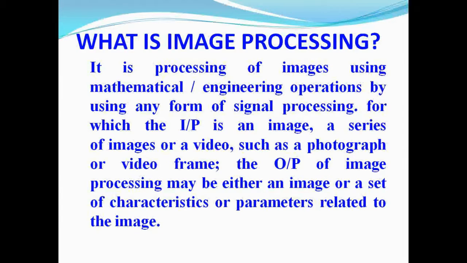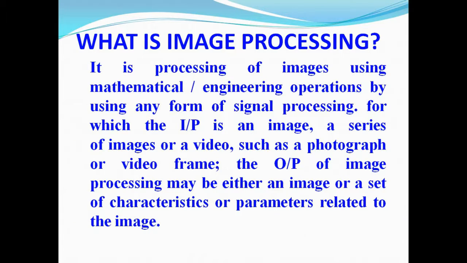For this process, the input may be an image, a series of images or a video, such as a photograph or a video frame, and the expected output may be either an image or a set of characters or parameters related to the image. Say image to image: for example, you may be given a black and white image and the expected output may be a color image, or given a grayscale image and expecting a better color image.